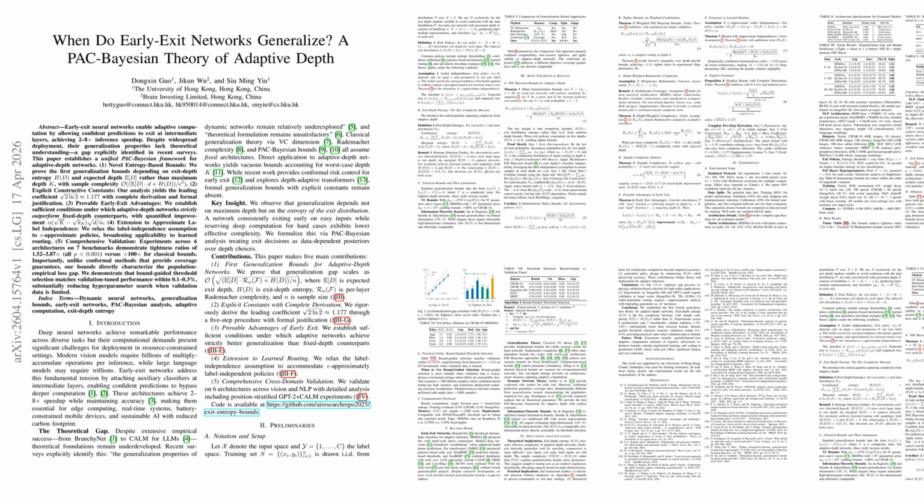the exit depth distribution. The central result is a bound of the form E_Q[L_P(f_D)] ≤ E_Q[L̂_S(f_D)] + √(KL(Q‖P) + E_Q[H(D)] + ln(1/δ) ... over N), where H(D) is the entropy of the exit depth random variable. For deterministic threshold policies, this reduces to a closed form with H(D) only.